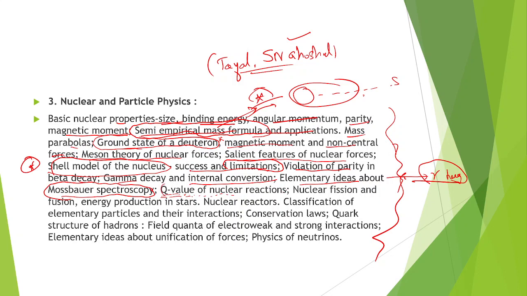Now we have Q value of nuclear reactions. We have nuclear fission and nuclear fusion. Energy production in stars. Those reactions are very important. We have nuclear reactors. Nuclear physics is a bit big. We have classification. Up to this we have nuclear.